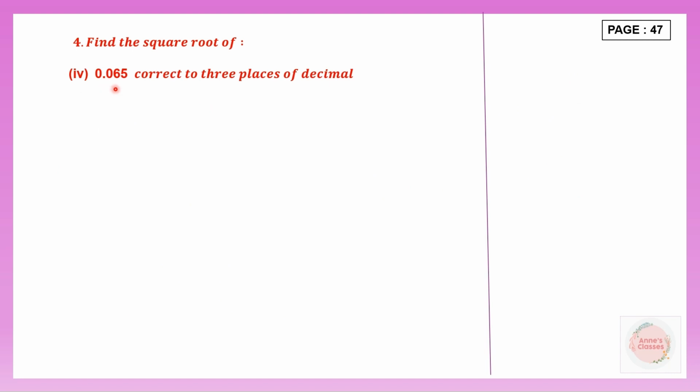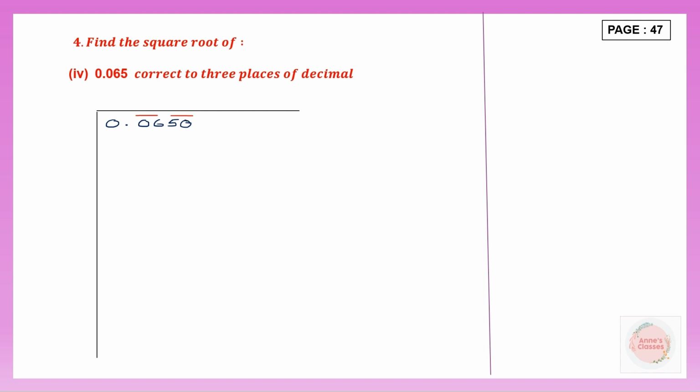Question 4, 0.065 correct to 3 decimal places. So let's write the number 0.065. So now let's begin the pairing. So here, because the decimal part is there, we pair from left to right. Now here we need to make a pair, but we don't have a number. So we're going to put a 0.